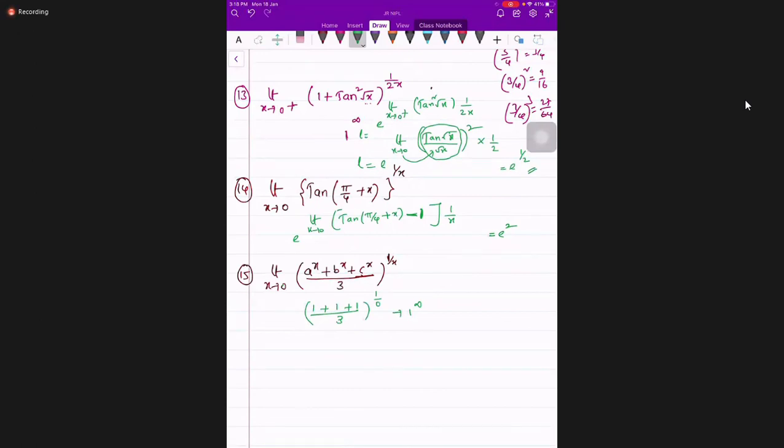The 15th question also is in the form of 1 power infinity. Very good question, very important also. So its limit x tends to 0, f of x minus 1 into g of x. Then this is e power limit x tends to 0 of (a power x plus b power x plus c power x minus 3) by 3 into 1 by x.